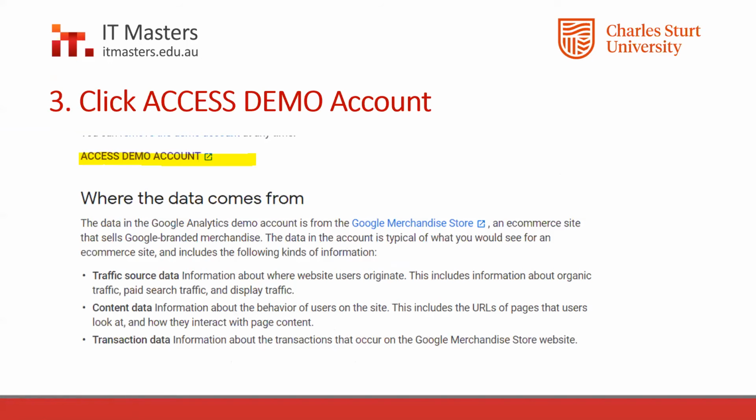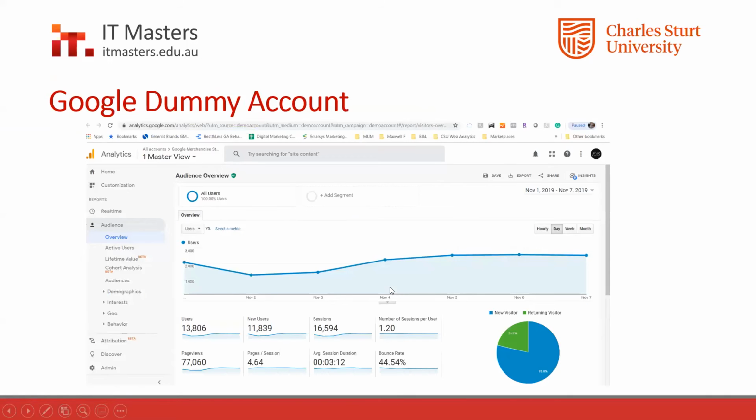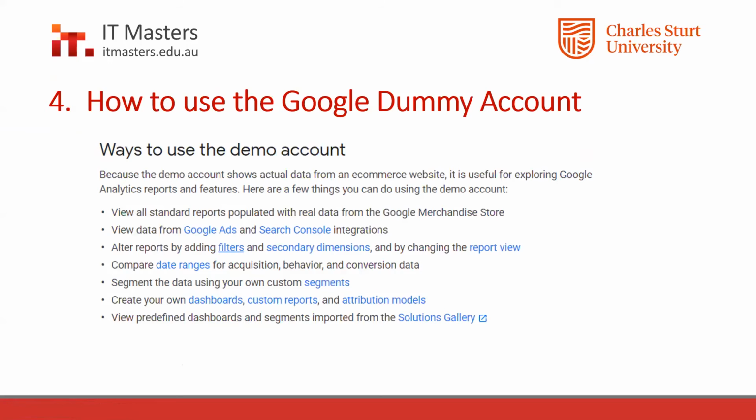You click the Access Demo account when you're setting up your dummy account, and that's what it looks like. Again, if you can refer to Dilhan's video from last week, it's pretty much a 3-step process. You can link up a number of different things, but it actually shows data from an e-commerce website. It's useful for exploring Google Analytics, and gets you used to navigating through the reports. I'm going to show you that in a minute.